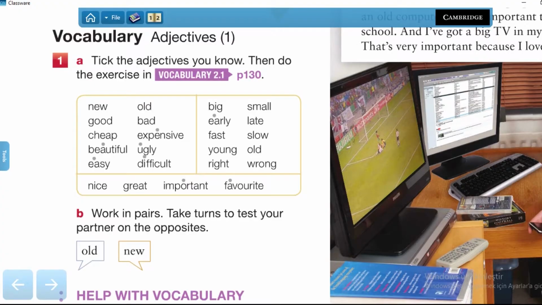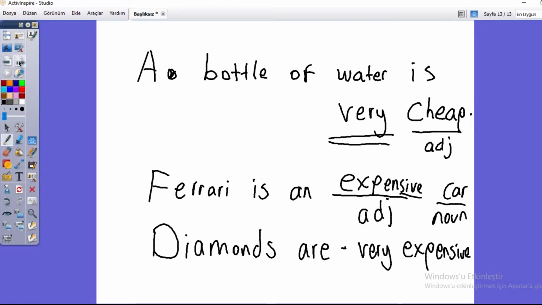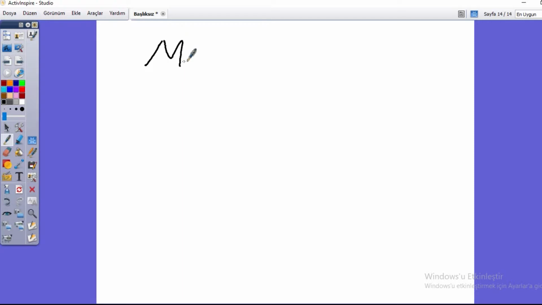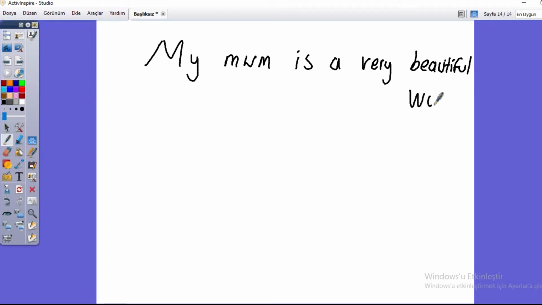Let's write it. My mom is a very beautiful woman. So, we can use very before adjectives and we use nouns after adjectives. The opposite of beautiful is ugly. Let's give an example for ugly.